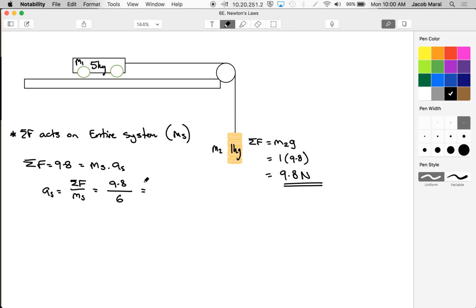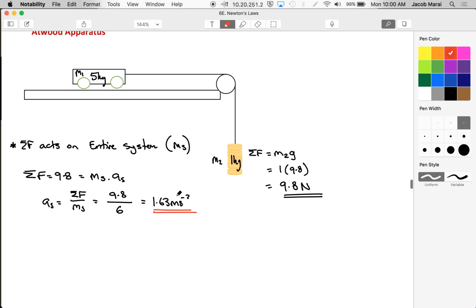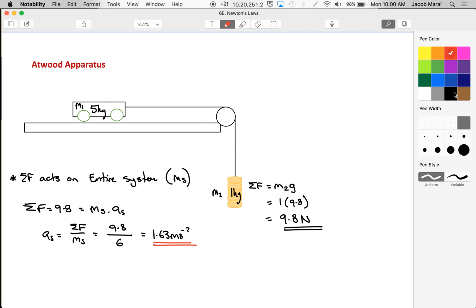9.8 divided by 6 kilos, we get 1.63 meters per second squared. Okay? What that means is that this object up here will accelerate that way at a rate of 1.63. And this object here will accelerate downwards at a rate of 1.63. Okay? We have this very special machine attached to the edge of our track, which is able to change the direction of the tension. Okay?